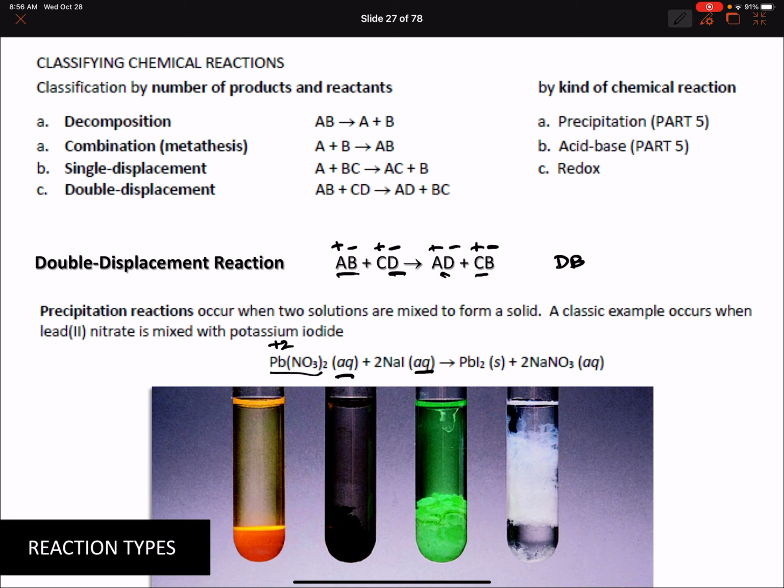And it reacts, they switch partners, right? Pb is now paired up with I, and NO3 is now paired up with Na. So I put those together, right? Okay, lead 2 iodide is a solid, sort of a bright yellow solid. And if they spin it down, you can see it precipitates to the bottom. Okay, so classic example of a precipitation reaction.